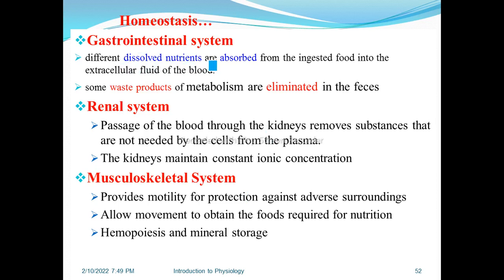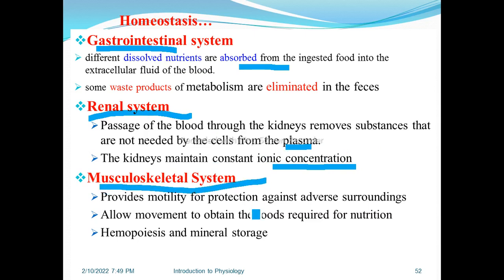In the gastrointestinal system, different dissolved nutrients are absorbed from ingested food into the extracellular fluid of the blood. Some waste products of metabolism are eliminated in the feces. In the renal system, blood passes through the kidneys, which remove substances not needed by cells from plasma, and the kidneys maintain constant ionic concentration. So the gastrointestinal system is important in keeping equilibrium, or balance, in ingestion of food, digestion, and absorption of nutrients. So it is a very vital system. The renal system is also important for excreting unwanted or waste products, filtering important nutrients, and maintaining balance.